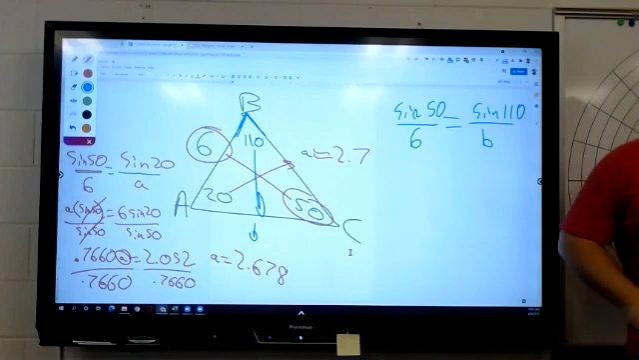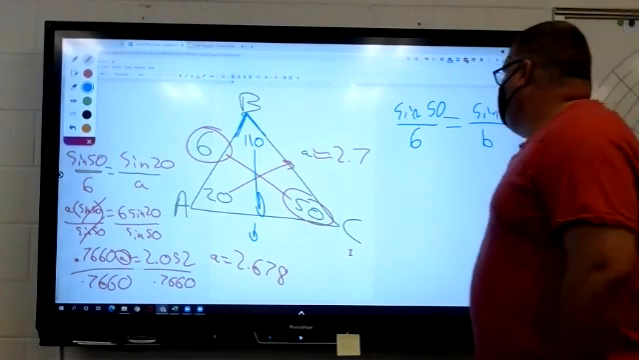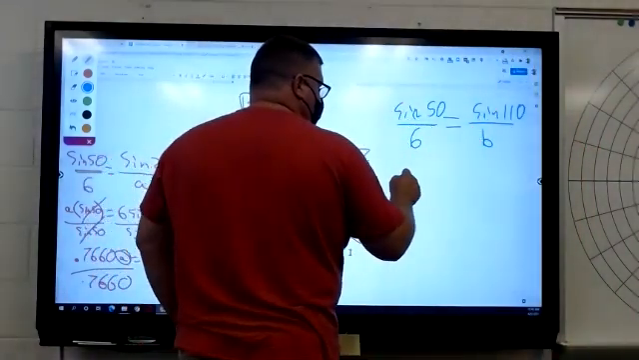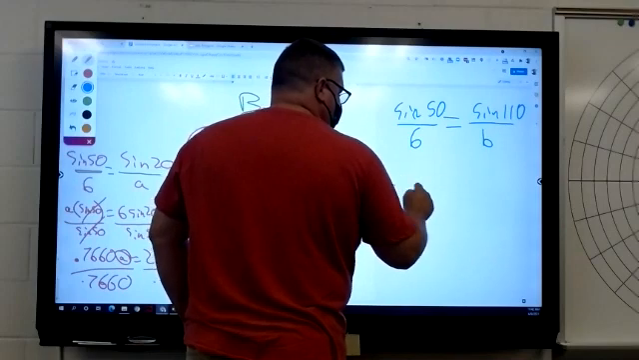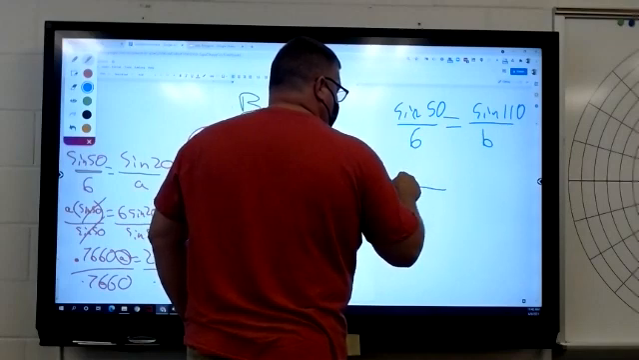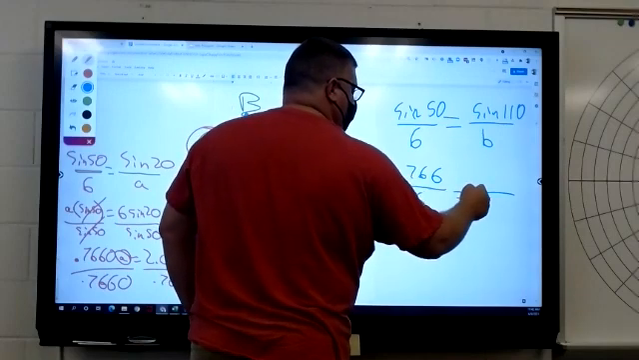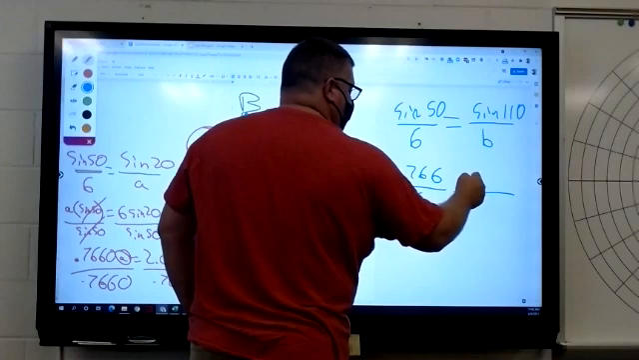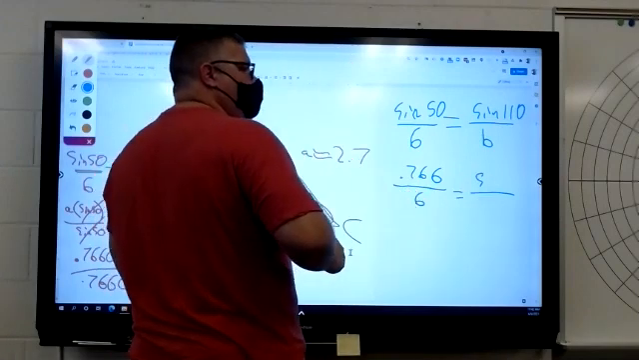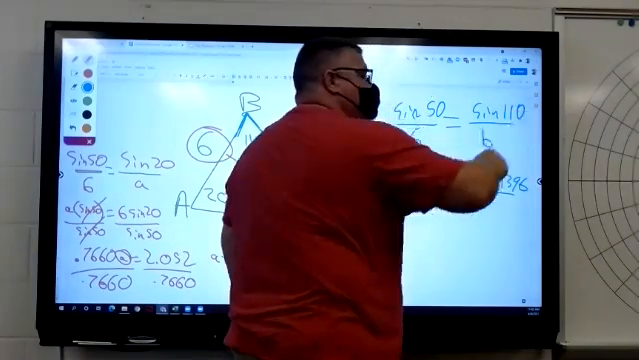Little b. So now all I have to do is what? Cross multiply. That's it. What is sine of 50, people? 0.766. Perfect. Over 6 equals, what's sine of 110? 0.9396. Okay, just sine of 110.